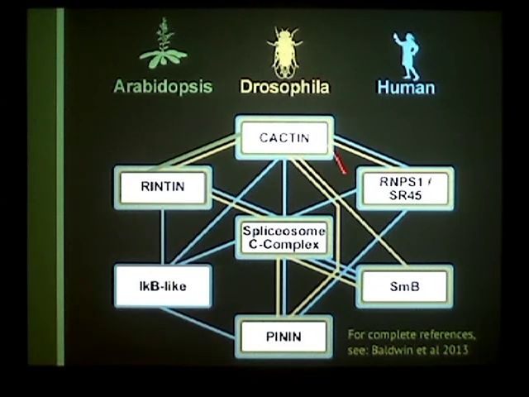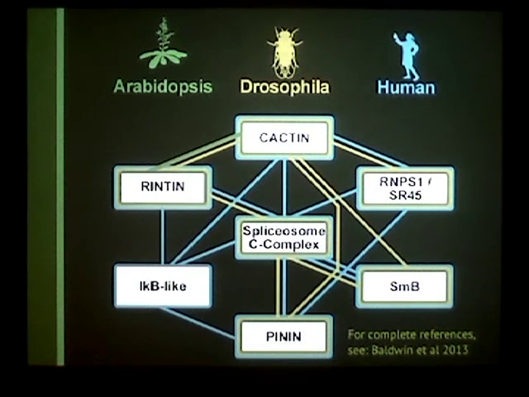But each of these boxes is a protein, and the color of the outline represents which organisms for which I can find a good ortholog for that protein. So all of these have good orthologs in all three of these organisms except for I-kappa B-like. So here we have the connection between cactin and rintin that I found, and then also that one from the Drosophila literature that I told you about.